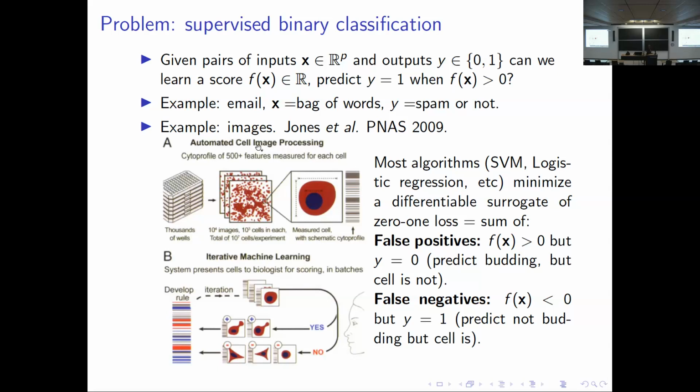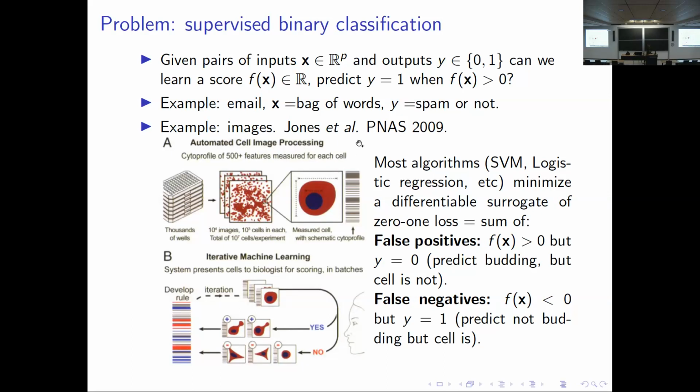For example, in email spam filtering, X can be a bag of words vector where you have different elements of X representing the counts of different words, and Y can represent whether or not that email message is spam, and then you can train a machine learning spam classifier. Another example is image classification, very popular.